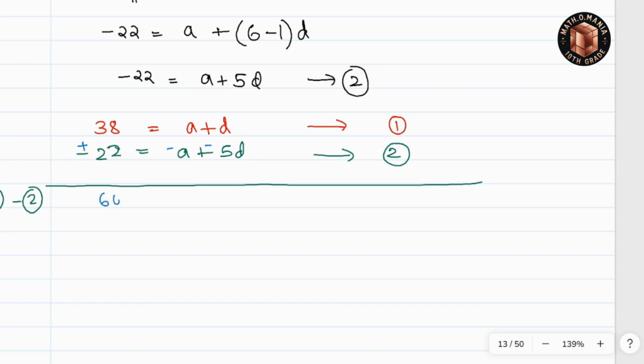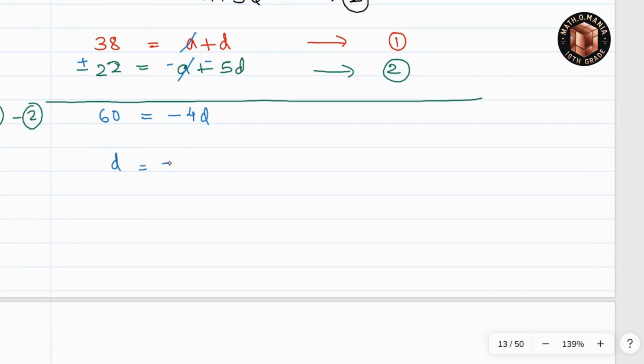38 plus 22 will get 60. And this one and this will get cancelled. What is D minus 5D? It will be equal to minus 4D. Therefore, D equal to how much? Minus 60 divided by 4, which is equal to minus 15. Now I got my D, right?